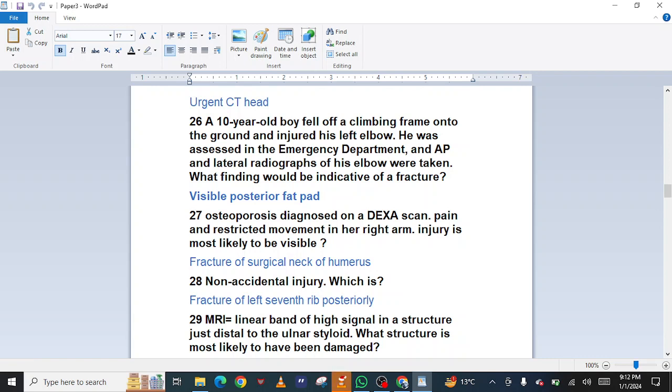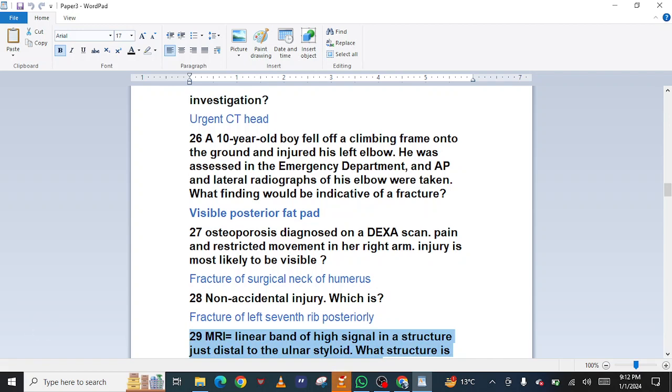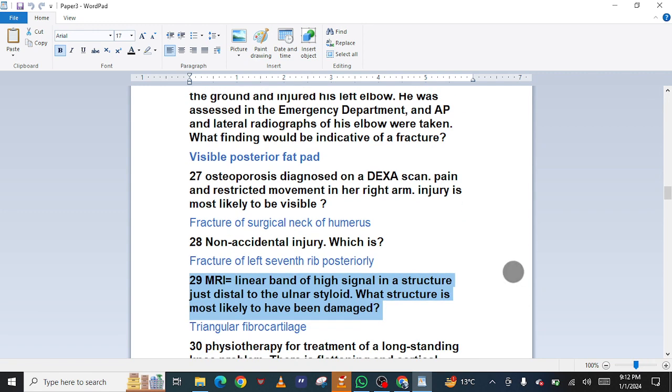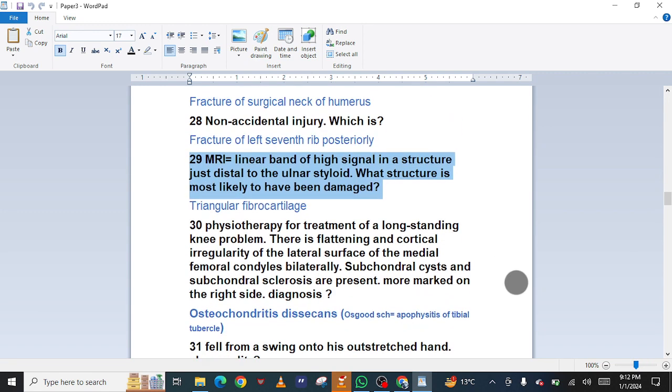27. Osteoporosis diagnosed on a DEXA scan. Pain and restricted movement in her right arm. What injury is most likely to be visible? Fracture of surgical neck of humerus. 28. Non-accidental injury. Fracture of left 7th rib posteriorly.